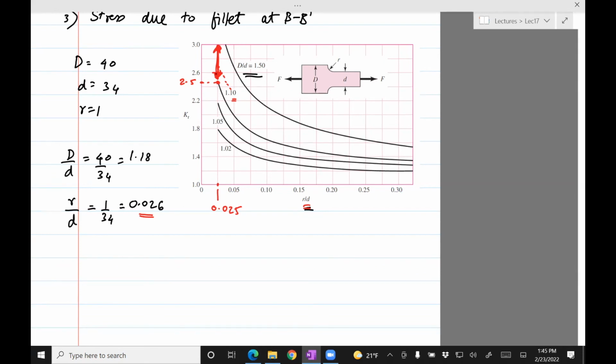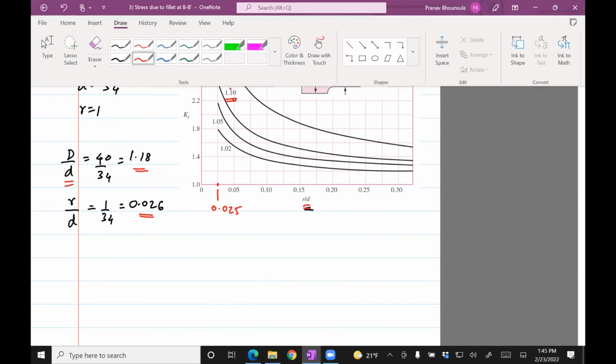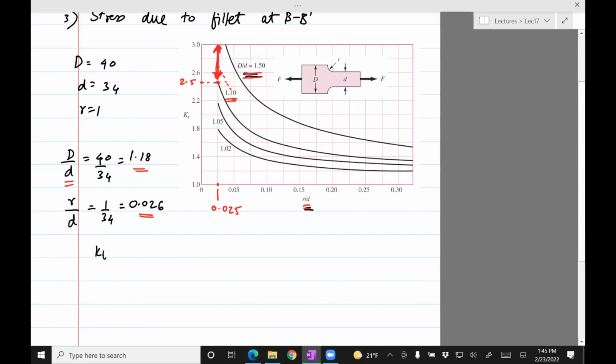So I need to compute capital D divided by small d. That's 1.18. So this is 1.5, this is 1.0. And so it has to be somewhere in between. So choose anything you like. I will just choose 2.5. So KT is 2.5.